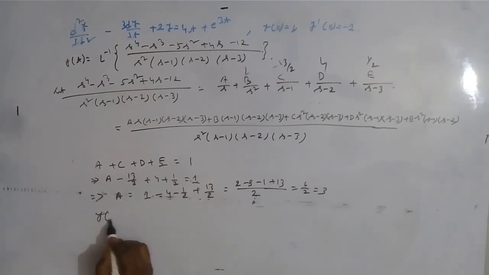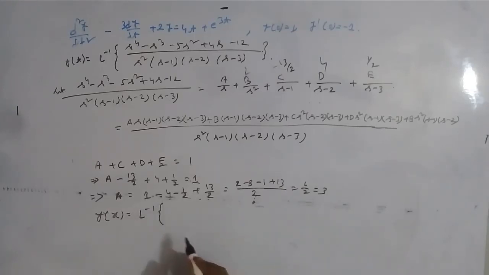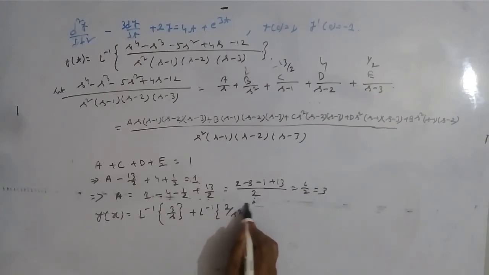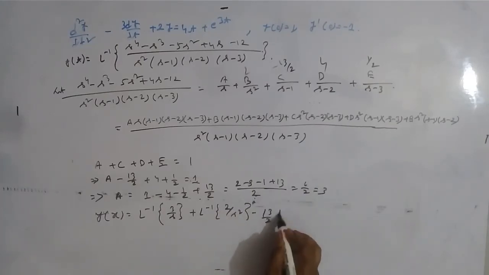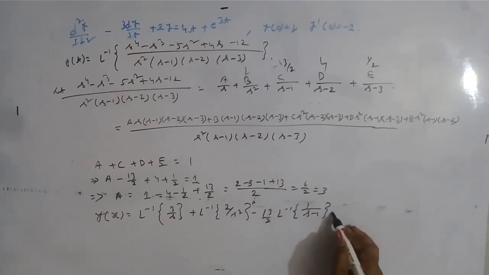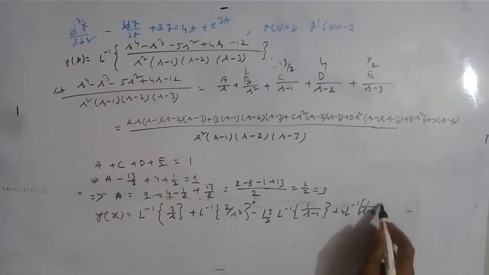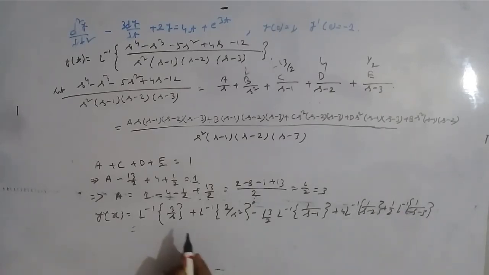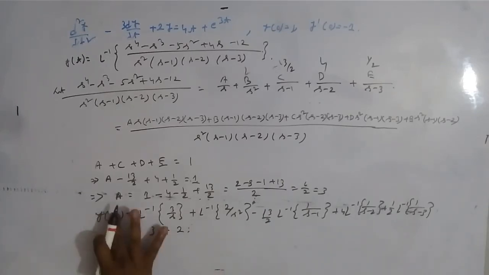Okay, so y(t) will be L inverse of A is 3, so 3 by s plus L inverse of 2 by s square minus 13 by 2 L inverse of 1 by s minus 1 plus 4 into L inverse of 1 by s minus 2 plus half into L inverse of 1 by s minus 3. So L inverse of 3 by s is 3 into L inverse of 1 by s is 1. So 3 plus 2 into t.